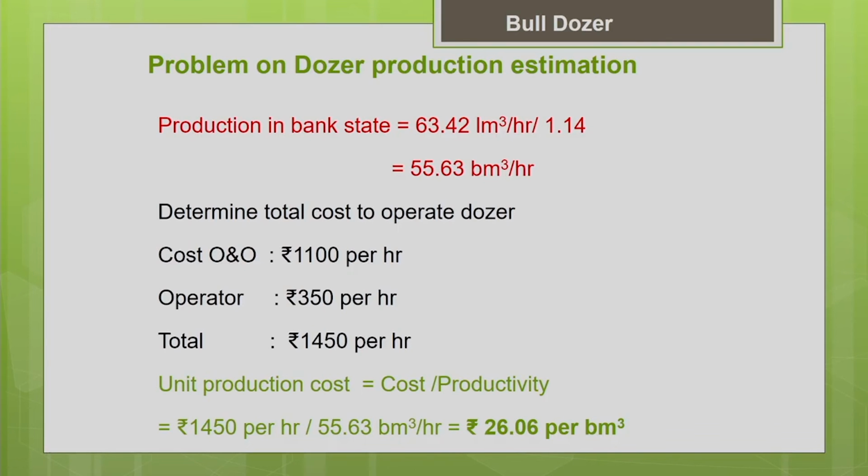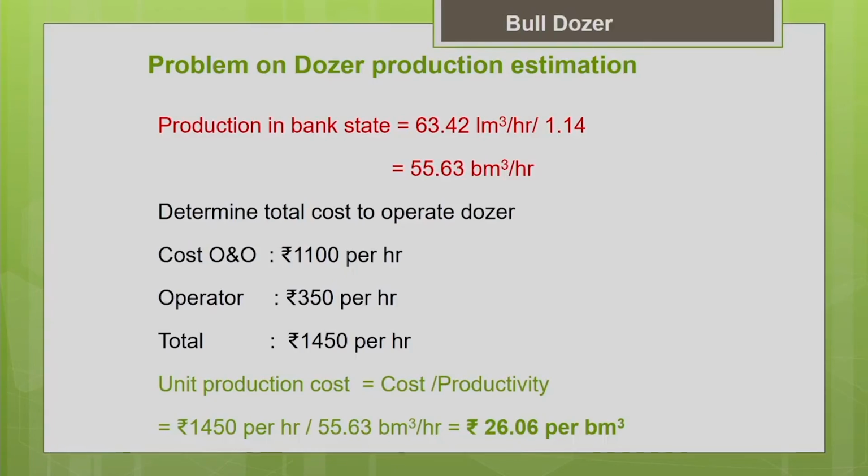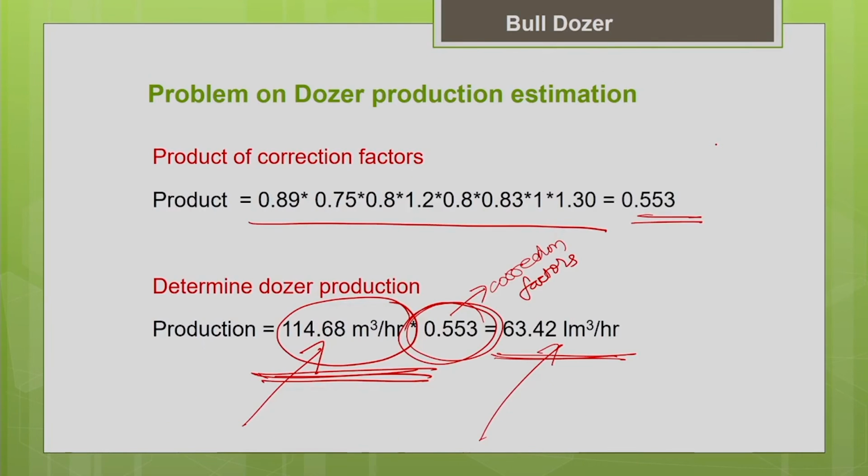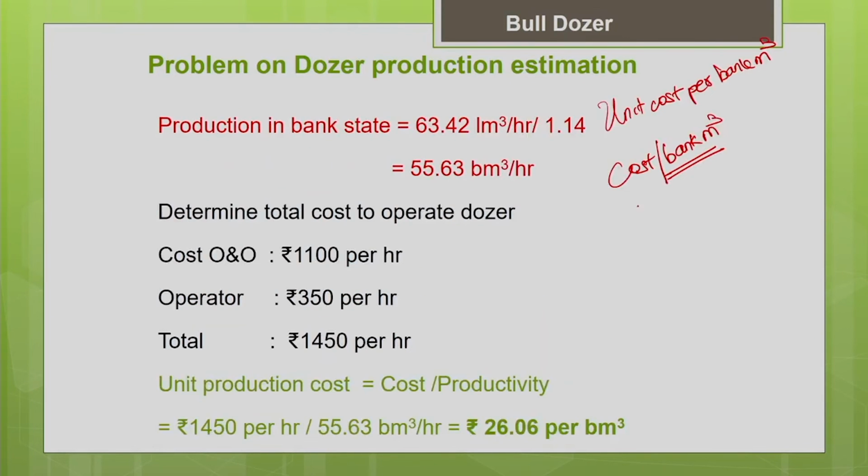Now, the next part. After estimating the productivity, we are supposed to estimate the unit cost of production, unit cost of earth moving operation. So how to do that? They have asked you to calculate unit cost per bank meter cube. That is what is asked in the problem. So we need bank meter cube, but what we have calculated so far is loosened volume. What you know is the information in the loosened state. So now we have to convert this loosened measure again into the bank measure. Then only we can estimate the cost per bank meter cube.